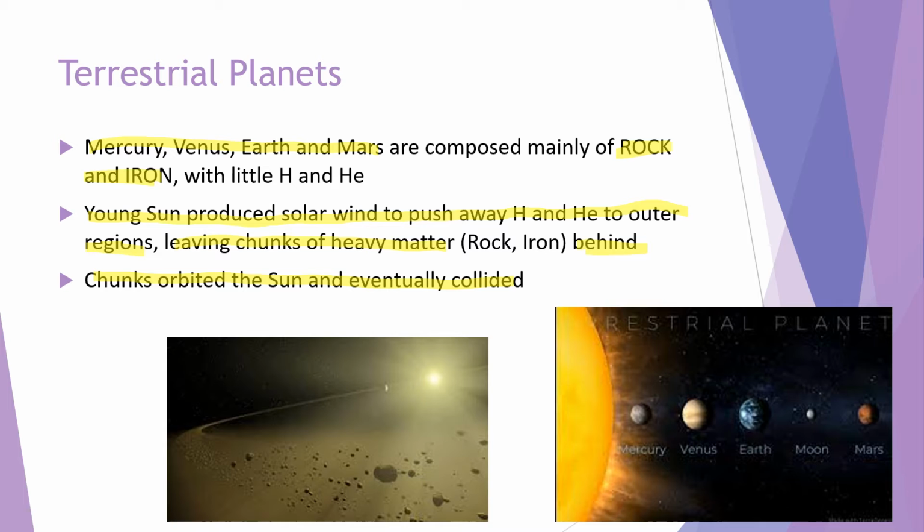So it's this idea that solar wind started to push away the lighter elements, the lighter gases, which are hydrogen and helium, to the outer regions, but what was left over was these metals and this heavy rocky matter. And this matter starts to collide, all these small chunks start to collide, and eventually form our 4 inner planets that then start orbiting the sun due to the sun, our star's, immense gravitational pull.